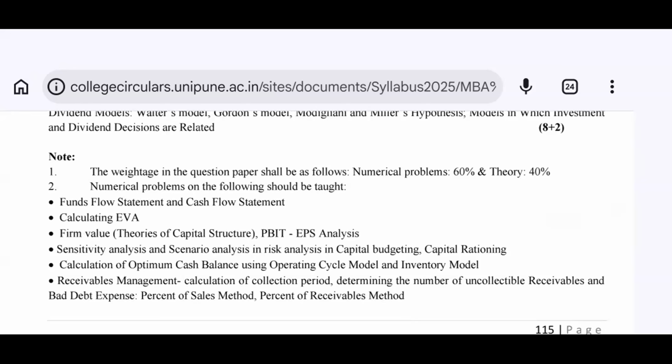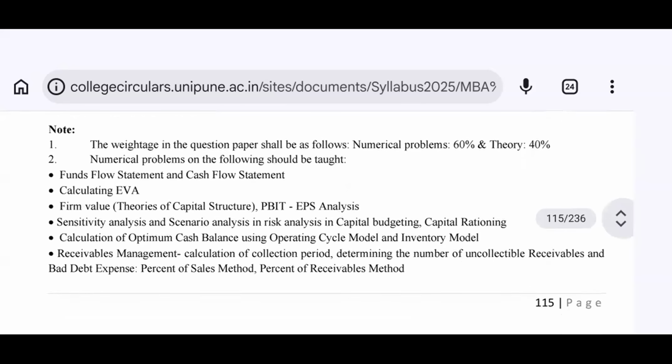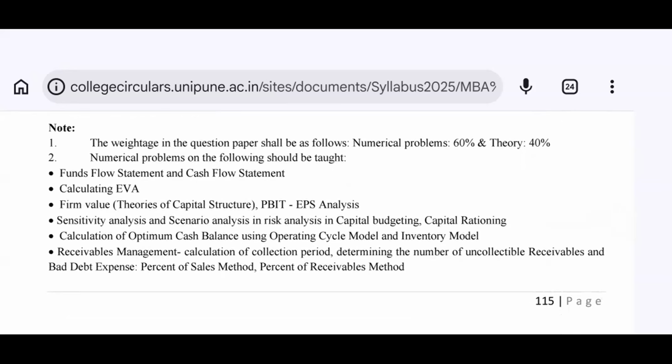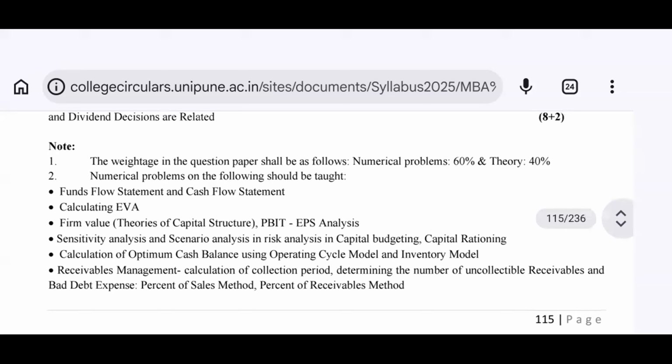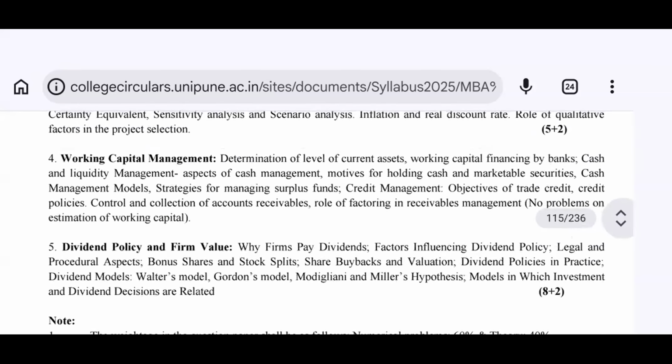they are asking numericals about collection period, receivable management, and bad debts, then the percentage of sales method, and so on. In financial management, we calculated working capital by using the total cost method and sales method. So in this syllabus of AFM, we are just going to calculate bad debts and receivable management by using the sales method. No numericals on total cost calculation of working capital will be there.